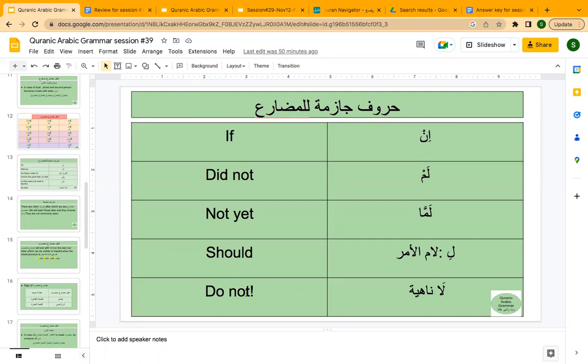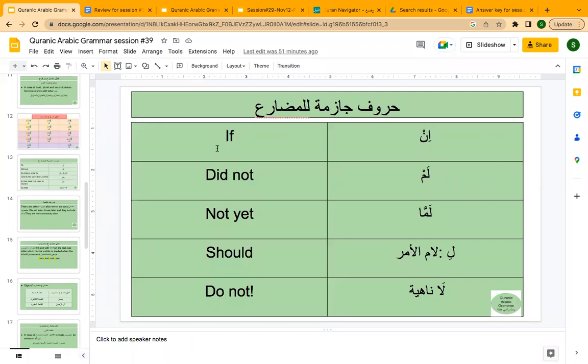Okay, and can you see this punctuation mark here? Do not. This is la of forbidding. Okay, la of forbidding. I'm going to come and explain each and every one of them.